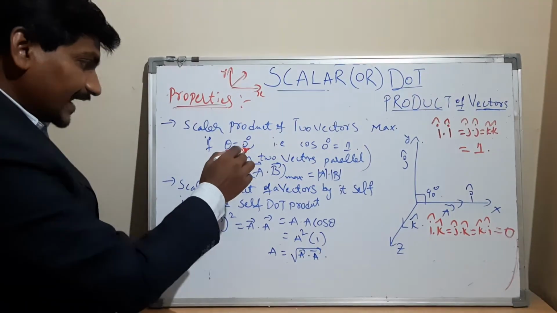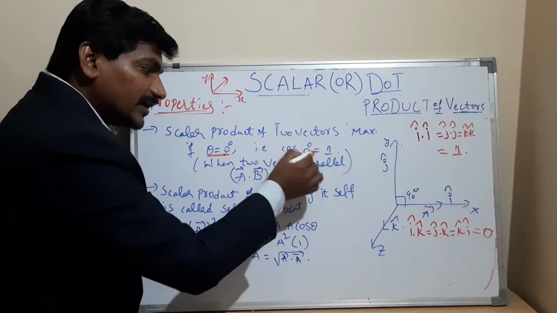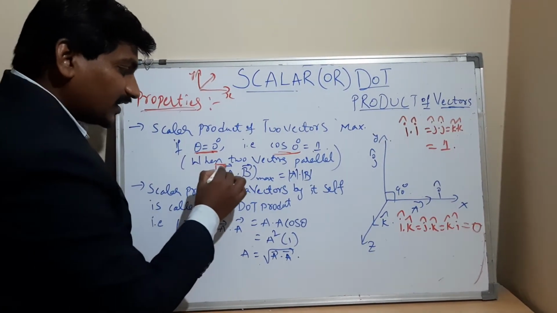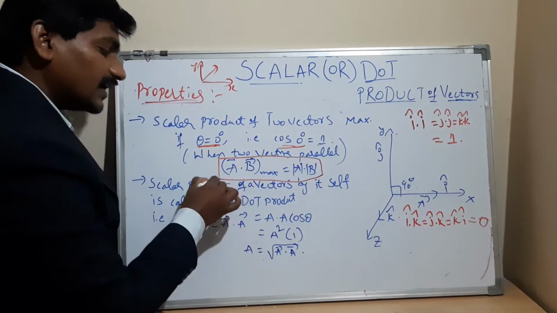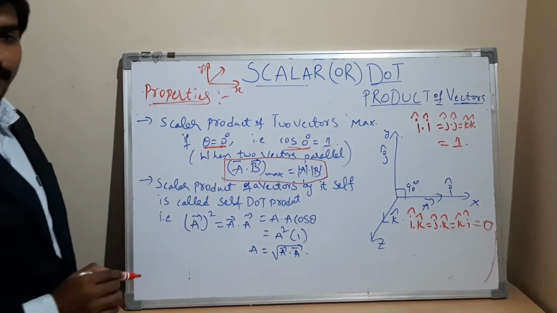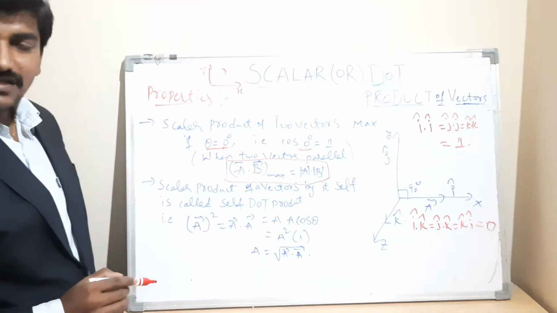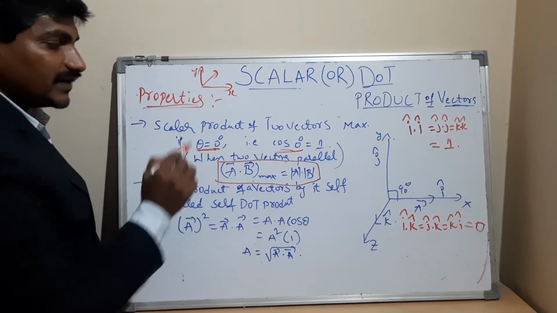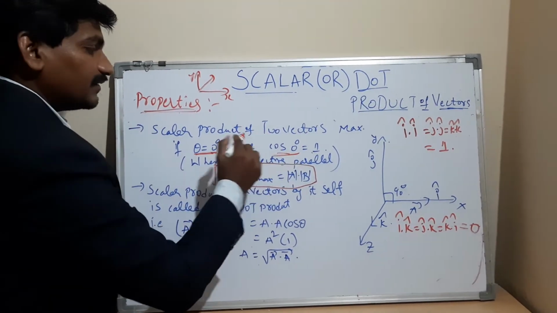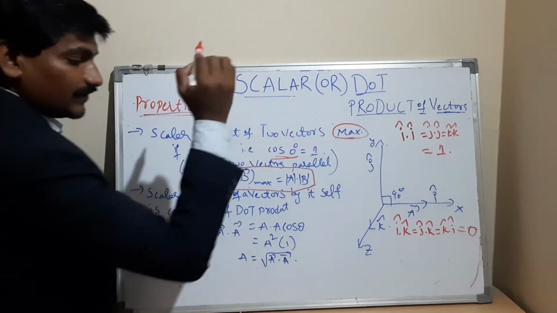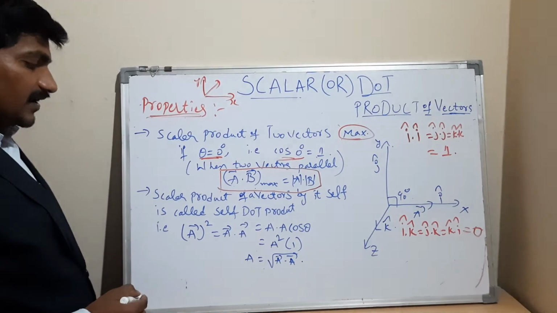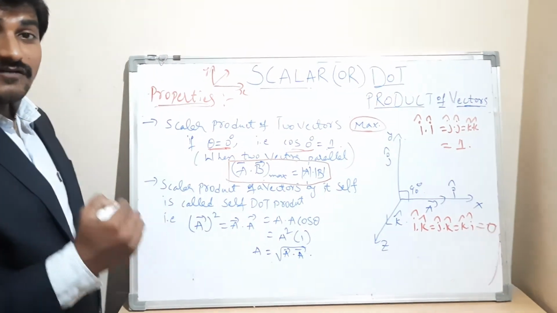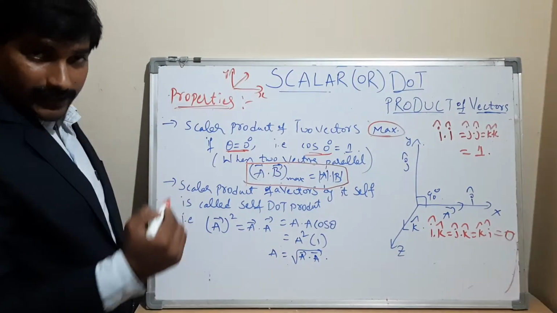Since it is a cosine angle, cos 0 gives us 1. So the product of those two vectors always gives the maximum value of the scalar. Now we can say that when two vectors are parallel to each other, the product of the two vectors is maximum. Now the scalar product of a vector by itself is called the self dot product.